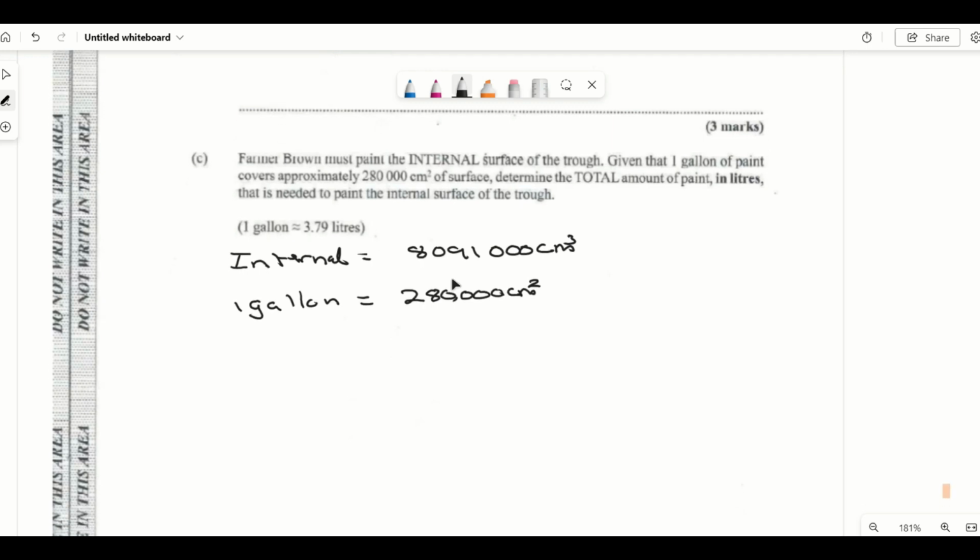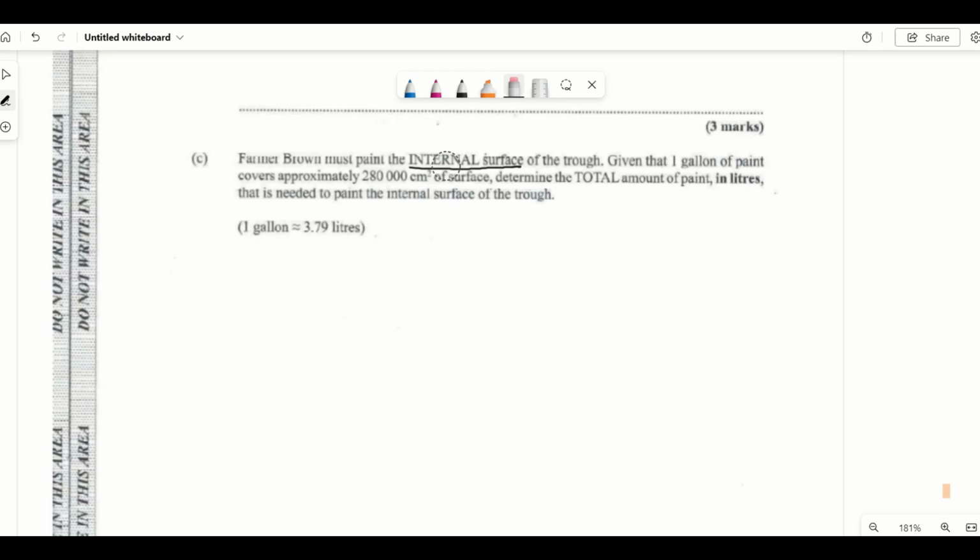Okay, so part C says Farmer Brown must paint the internal surface. You see what they said? The internal surface of the truss. Given that 1 gallon of paint covers approximately 280,000 centimeters squared, determine the total amount of paint in liters that is needed to paint the internal surface of the truss. First off, we need to find out what is the area of your internal surface.